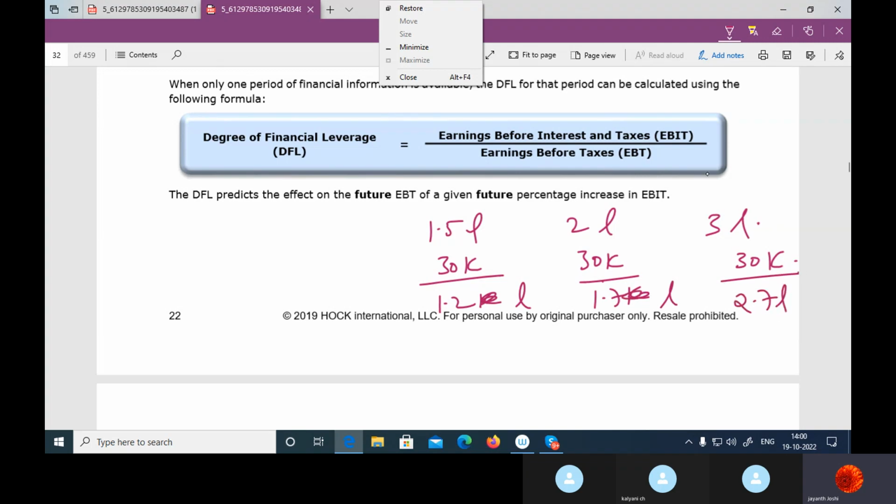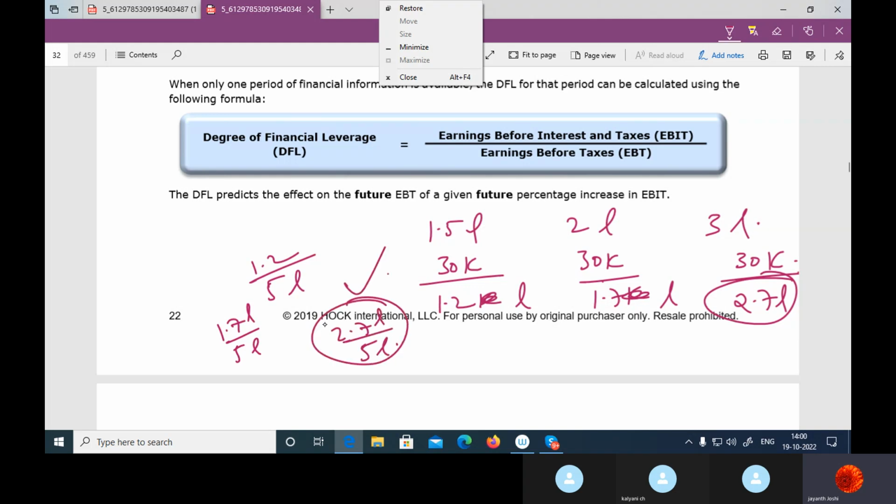Now you tell me where am I having the highest returns on my equity? 1.2 lakhs divided by 5 lakhs, 1.7 lakhs divided by 5 lakhs, 2.7 lakhs divided by 5 lakhs. Now you see here I have the best returns, correct? Why? Because I'm taking the leverage of this. Now it depends upon me how I can take the leverage.